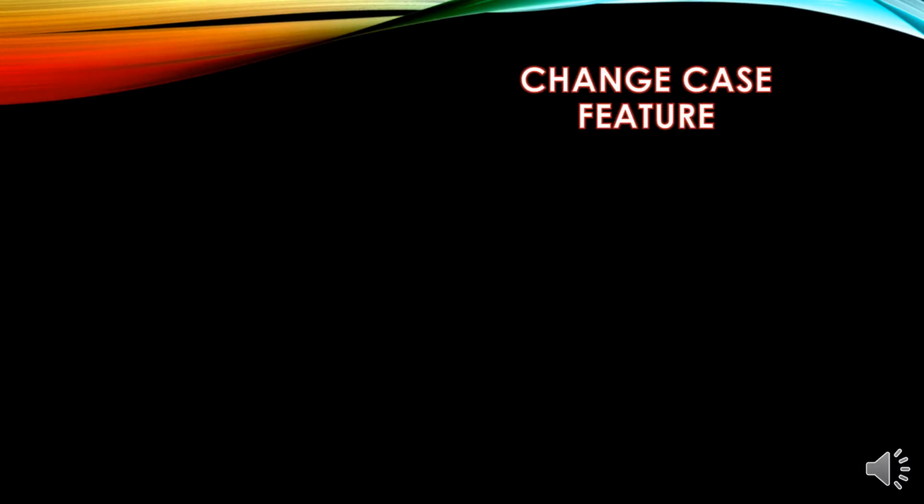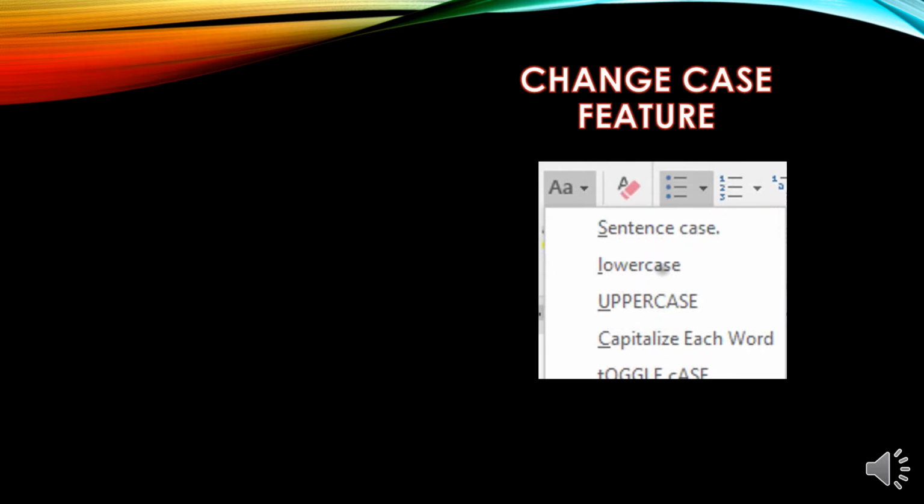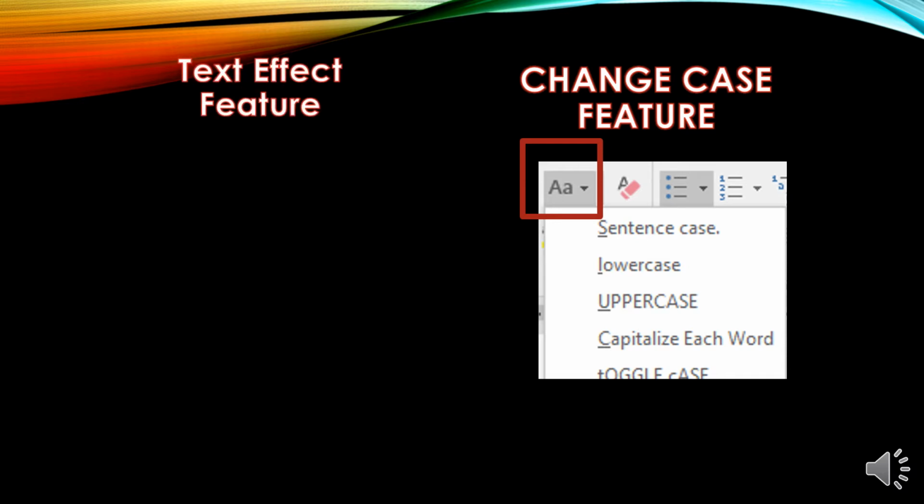The change case feature: if you look on the Home tab to the left of the bulleted list, you will see a big A, little a. This will make available to you different features you can use in styling your words or your paragraphs.